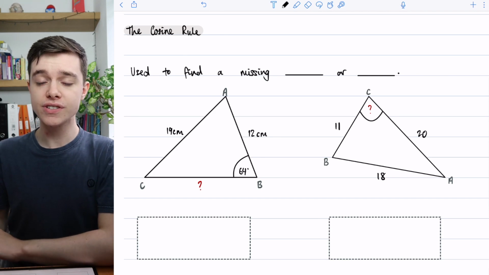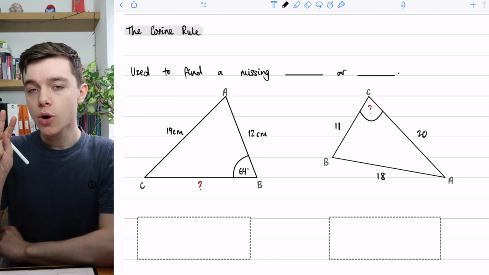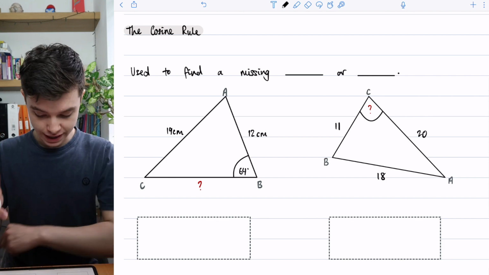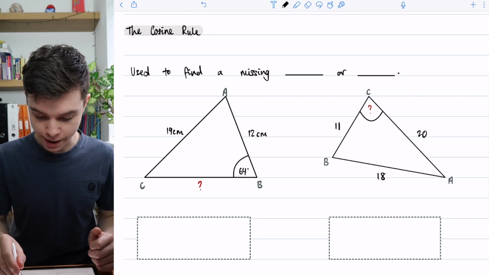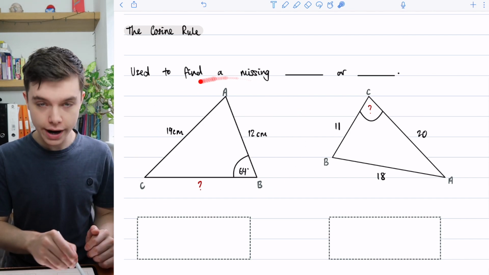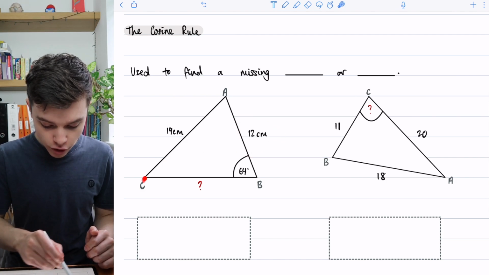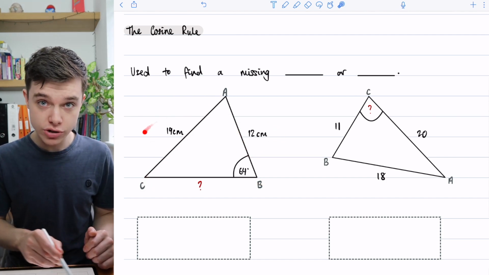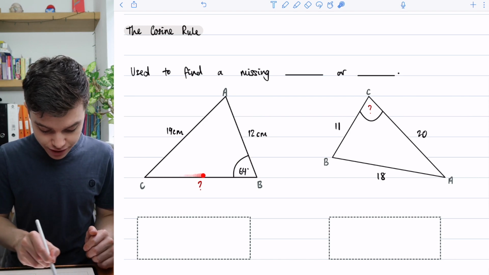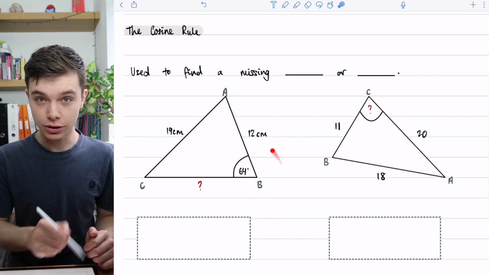So let's first of all start off with what we can use the cosine rule for. We can use the cosine rule for two things. I've got two triangles in front of me, and if you do a little bit of inspection, you can see this first triangle here has two sides that we know. Of course, a triangle has three, but we know two of the sides. And then we have this side here that we don't know. We also have an angle.